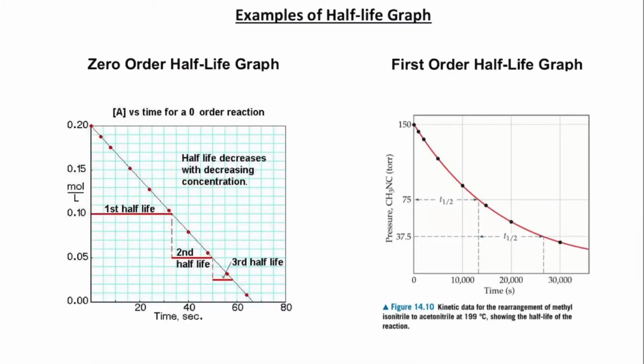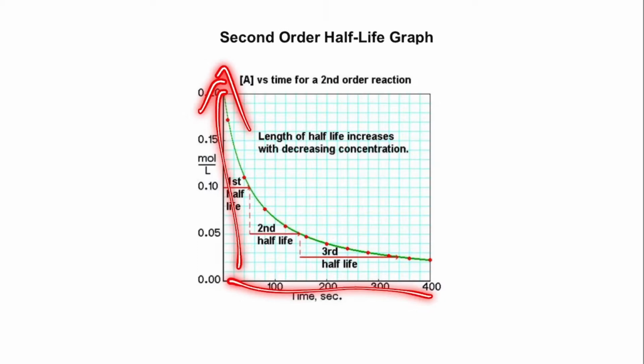So you can recall back the half-life graphs, dekat zero order, first order and second order dekat sini. This y-axis here is actually concentration, and the x-axis adalah time. So semua graph ni adalah concentration versus time. That's why kalau kamu nak determine order of reaction by using half-life graph, you have to plot a graph of concentration versus time.